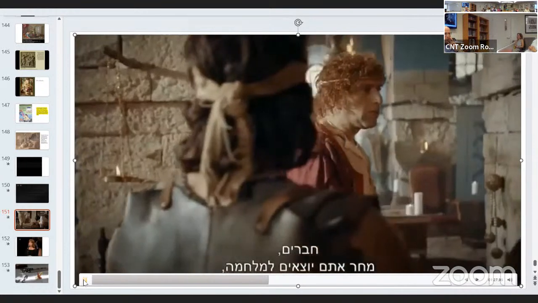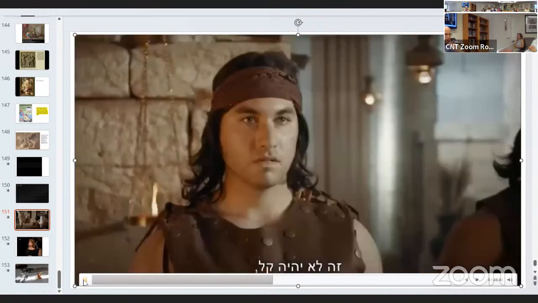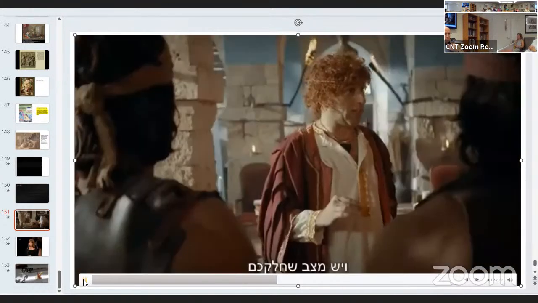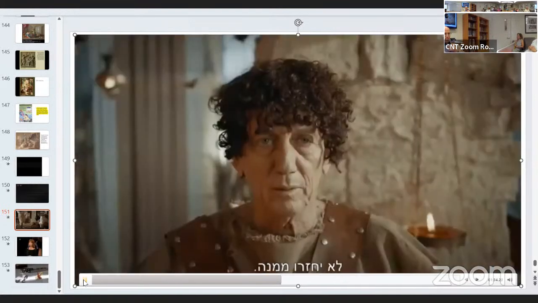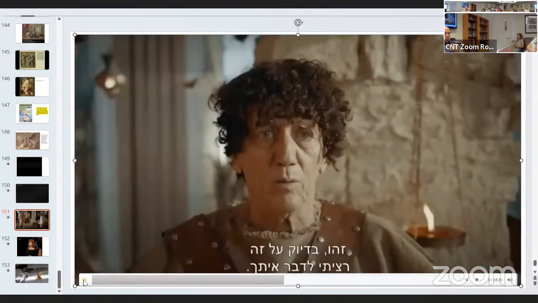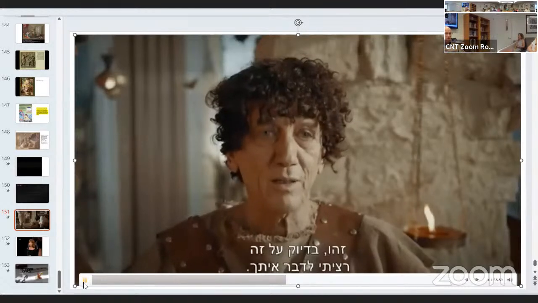Friends, tomorrow you go out to war. It won't be easy, it won't be fun, and there's a chance some of you won't come back from it. So tomorrow you're going to war. It's going to be a very hard war. Some of you will not come back, and he's pointing at Uriah, and Uriah says, "This is exactly what I want. That's exactly what I wanted to talk to you about."